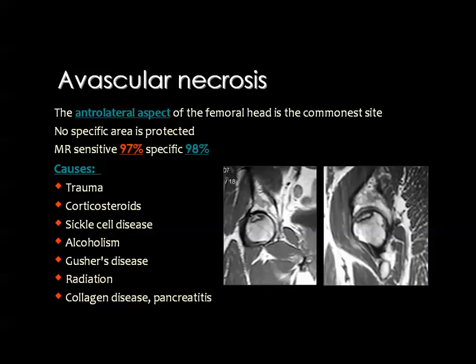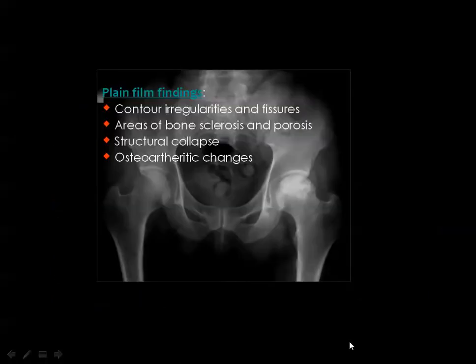And you know that the causes of avascular necrosis anywhere in the body include trauma, corticosteroids, sickle cell disease, alcoholism, radiation, and collagen diseases as well. Then how to look for avascular necrosis in the plain X-ray. You know that there are certain signs for avascular necrosis of the hip in the plain X-ray, which include contour irregularities and fissures of the femoral head, areas of bone sclerosis alternating with areas of bone rarefaction.